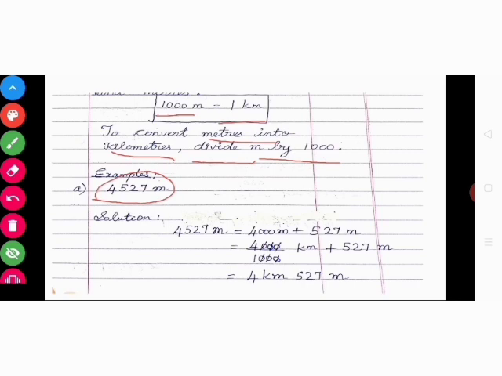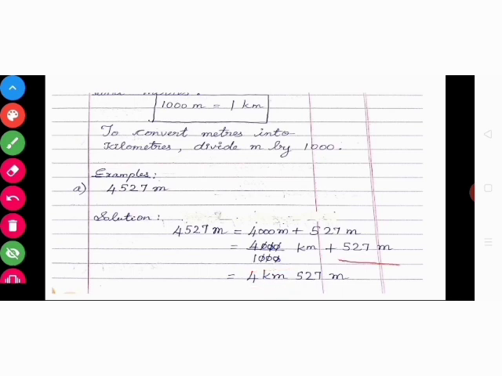4527 meter. So next, what do you want to do? You want to split it and write 4000 meter plus 527 meter. This you want to convert into kilometer. So 4000 divided by 1000 is, what is your answer, children? 4000 divided by 1000 kilometer is equal to 4 kilometer.